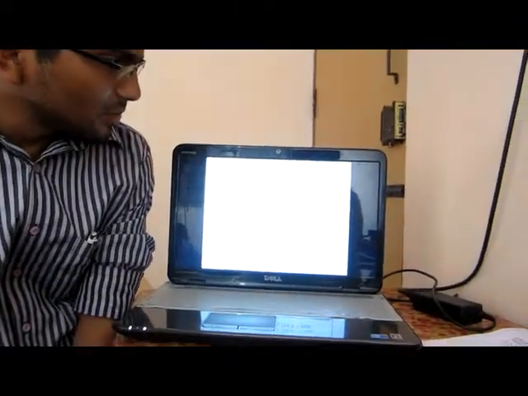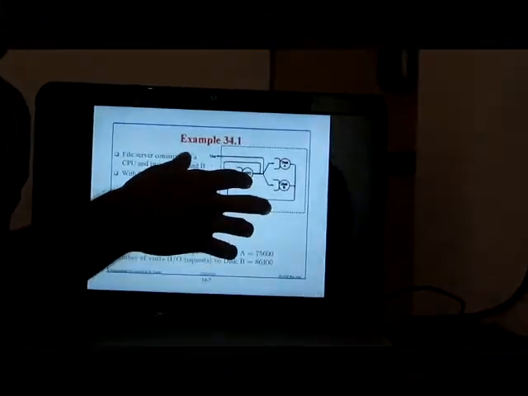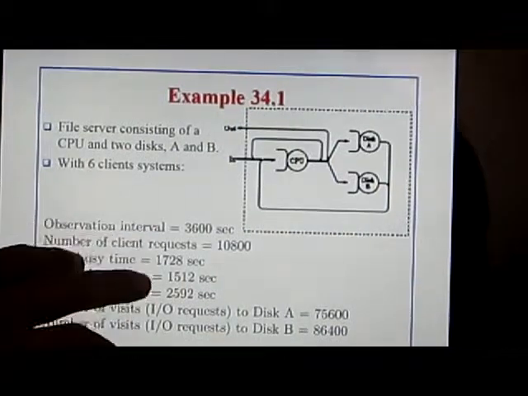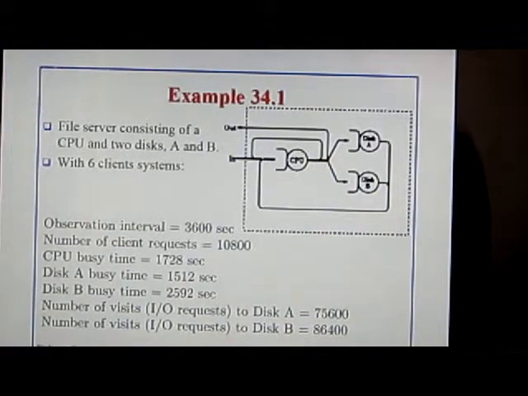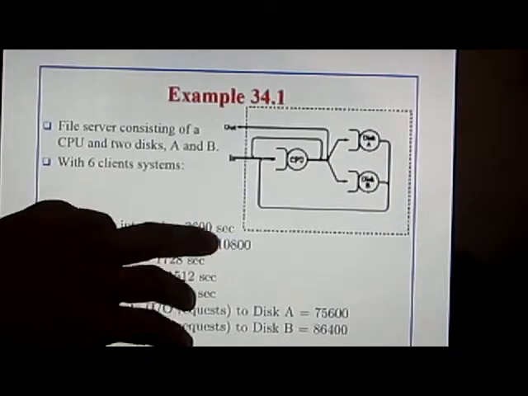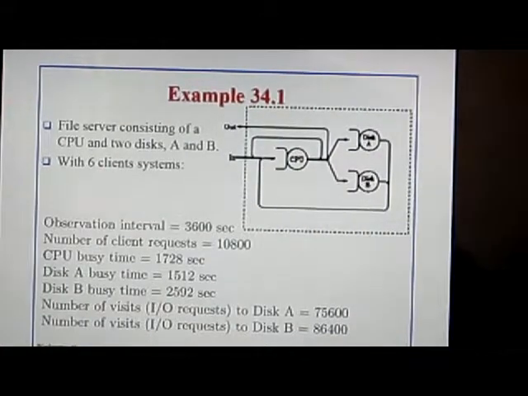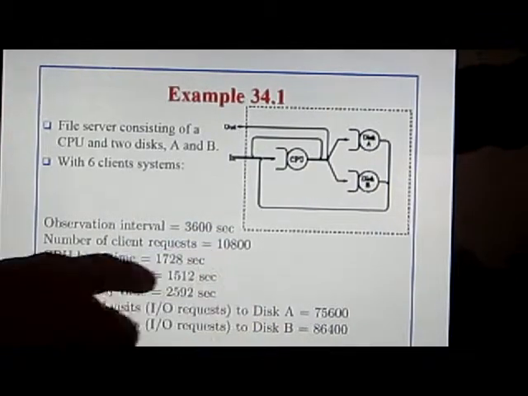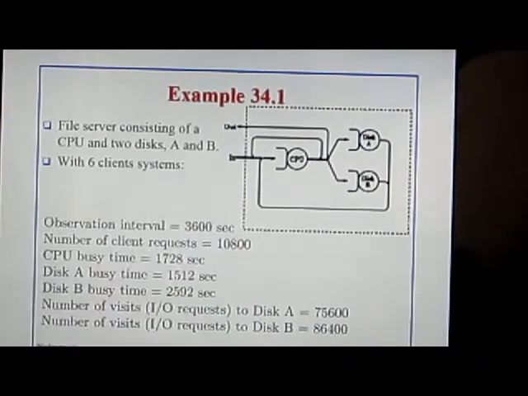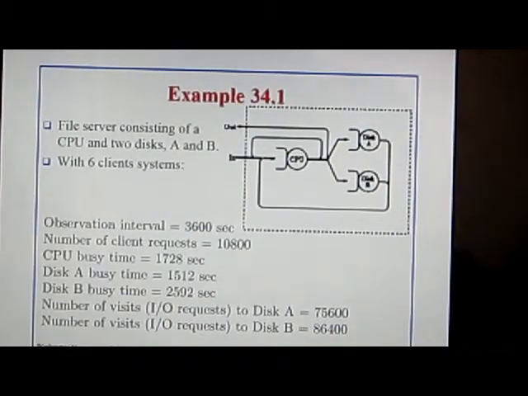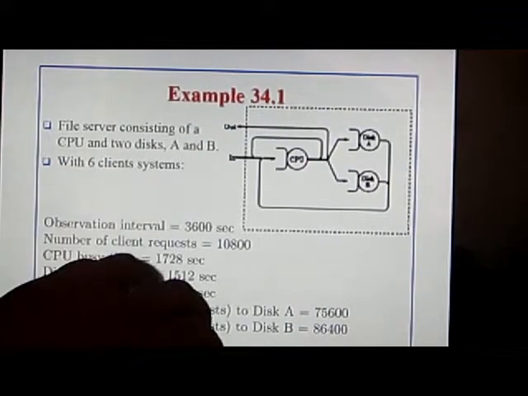This is an example where we have one CPU and two disks, consisting of six client systems. We have formulas, and the observation interval is 3600 seconds. The number of client requests is 10,800. We can calculate for what time the CPU is busy, and that comes to 1728 seconds.